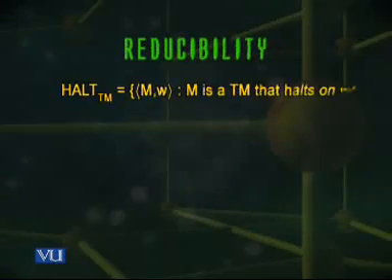Let's look at an example. Let HALT_TM be the set of all pairs M, W such that the Turing machine M halts on W. Notice that this problem HALT_TM is slightly different from ATM. ATM was the acceptance problem. You were given a Turing machine M and W, and we had to tell whether the Turing machine M accepts the string W. This problem is slightly different.